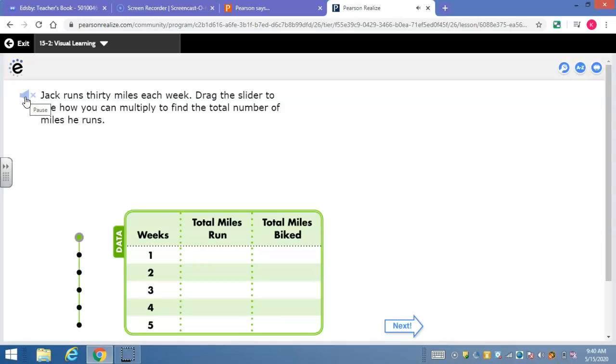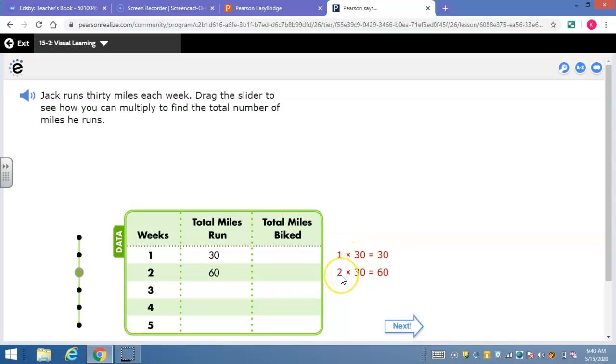Jack runs 30 miles each week. Drag the slider to see how you can multiply to find the total number of miles he runs. Okie dokie, so we just do the slider here. And you can see over on the right, it's showing you the multiplication problem. So for the first week, it's just 1 times 30, because for 1 week, he ran 30 miles.